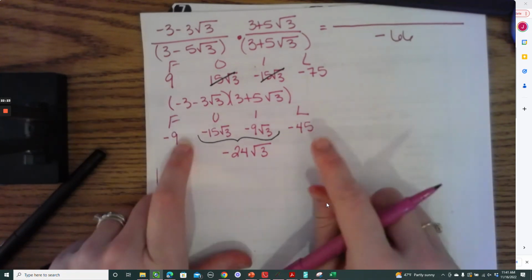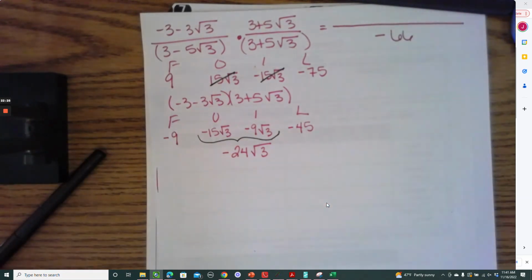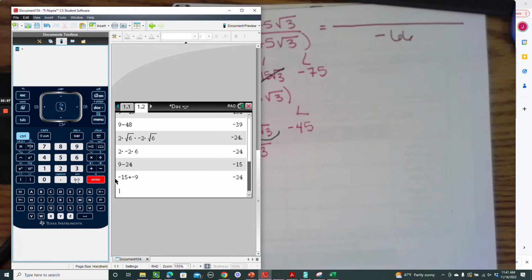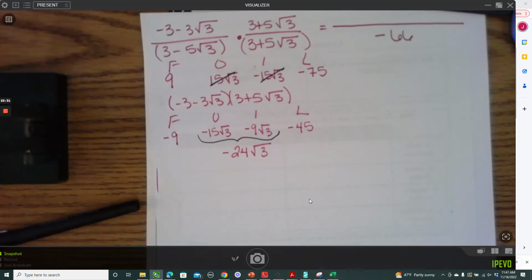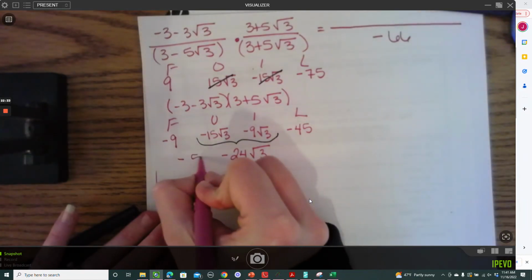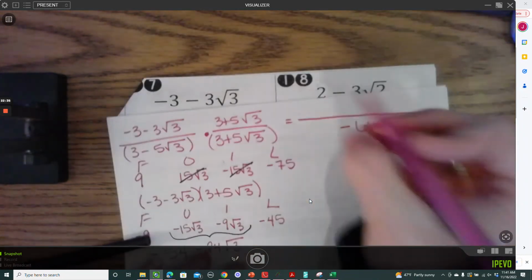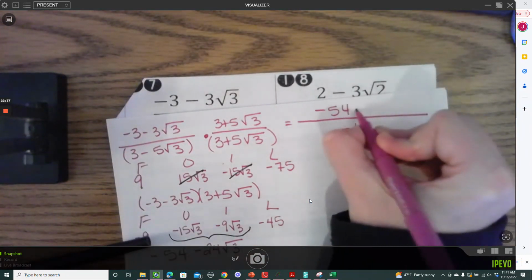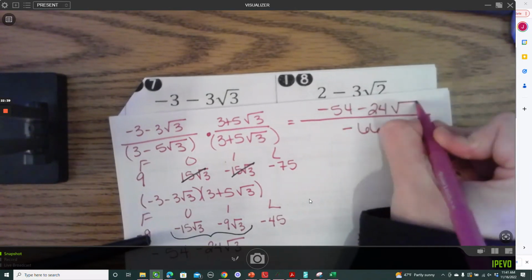Okay? And then I can combine these two. Negative 9 plus negative 45 is negative 54. So that's what I have on top. Negative 54 minus 24 times the square root of 3.